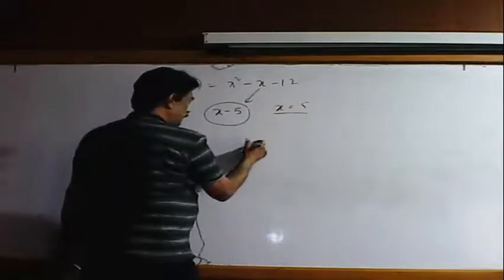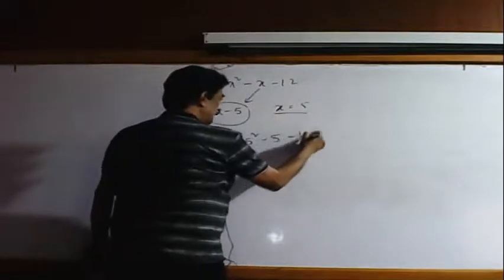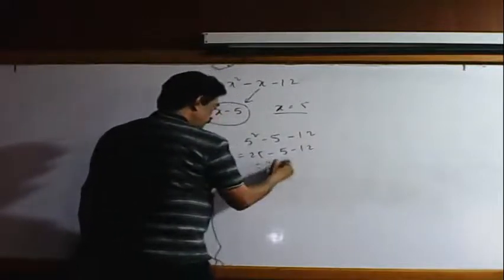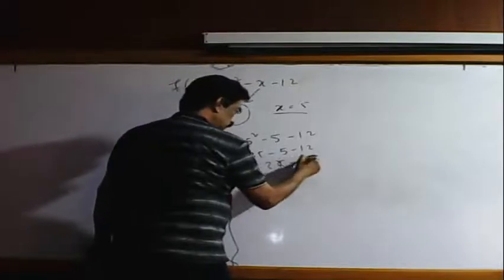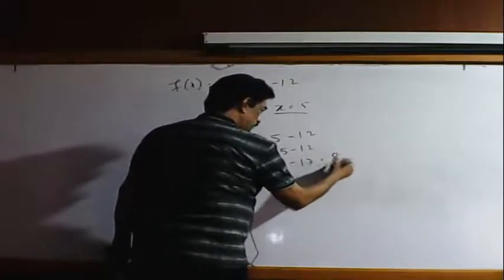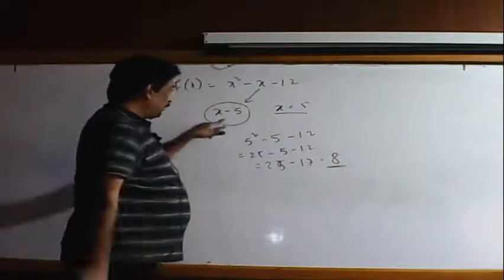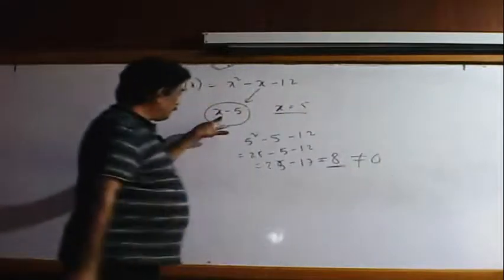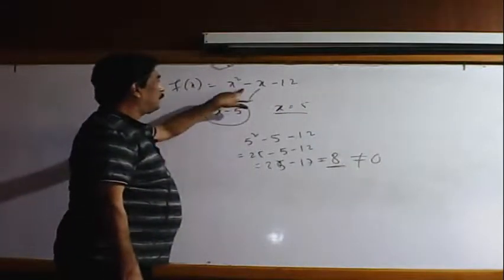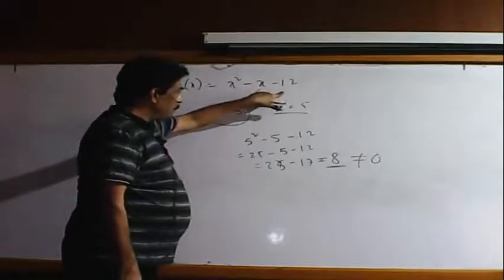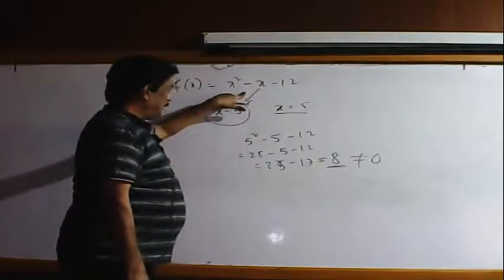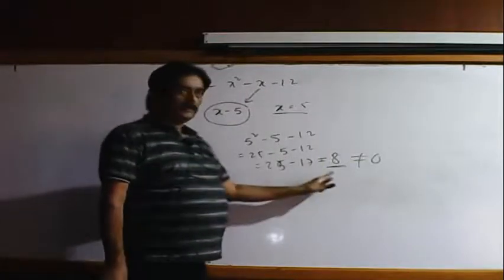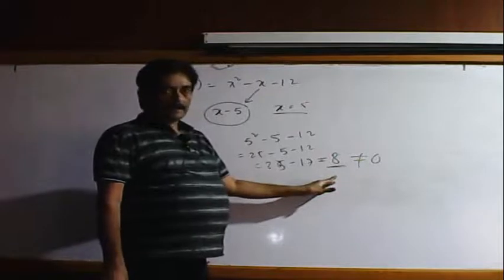If I put in 5 square minus 5 minus 12, 5 square is 25, minus 5 minus 12, so 25 minus 17, the result is 8. So it is proved it is not equal to 0. So, first of all, x minus 5 is not a factor of x square minus x minus 12. Moreover, if the expression x square minus x minus 12 is divided by x minus 5, the remainder will be 8.